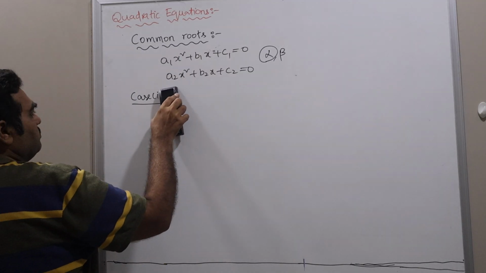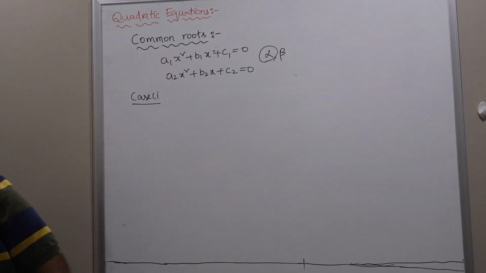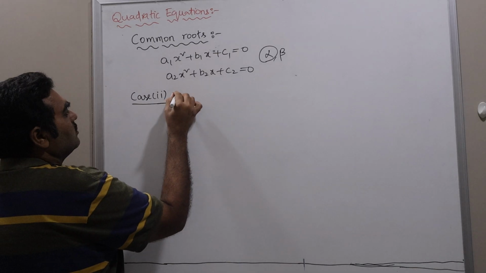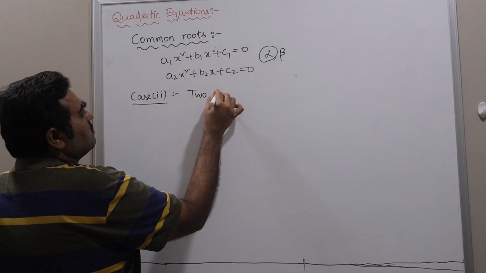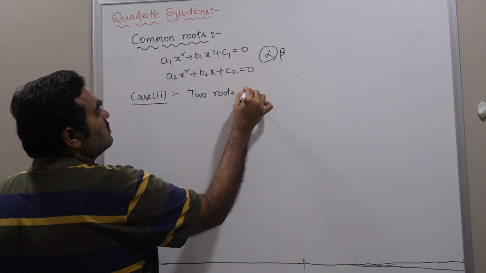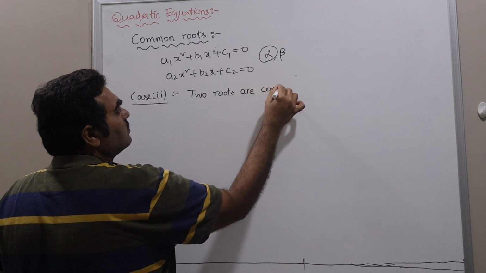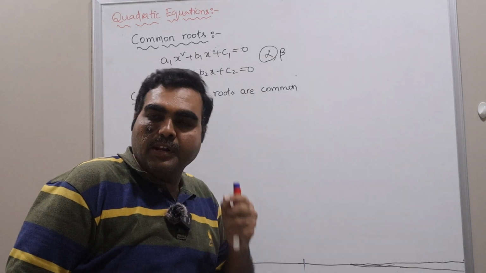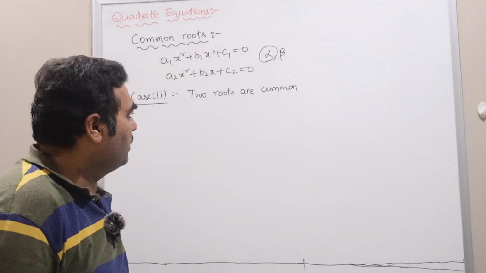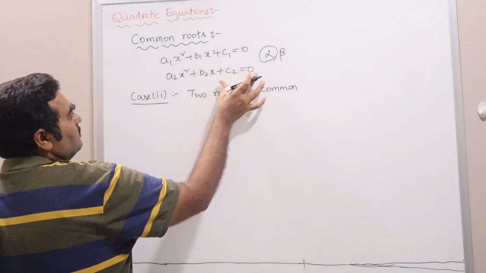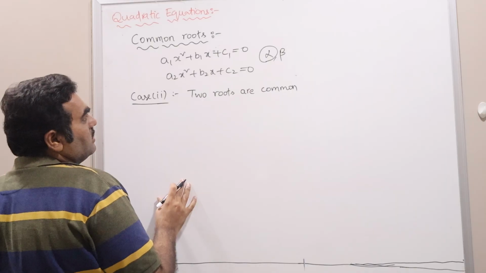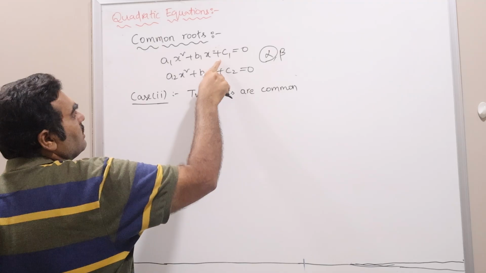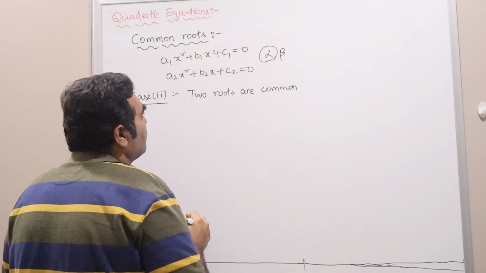So case 2, which is nothing but two roots are common. This is relatively very easy to derive and also relatively very easy to remember too, right? So now let us see if alpha beta are common, right? So what can I write? So here also the roots are alpha beta and here also the roots are alpha beta.